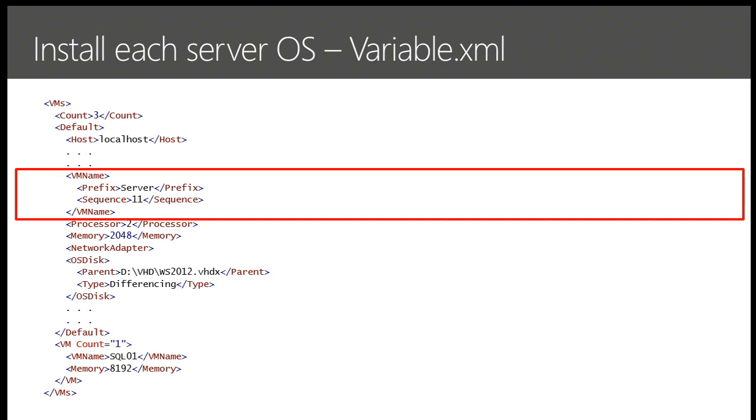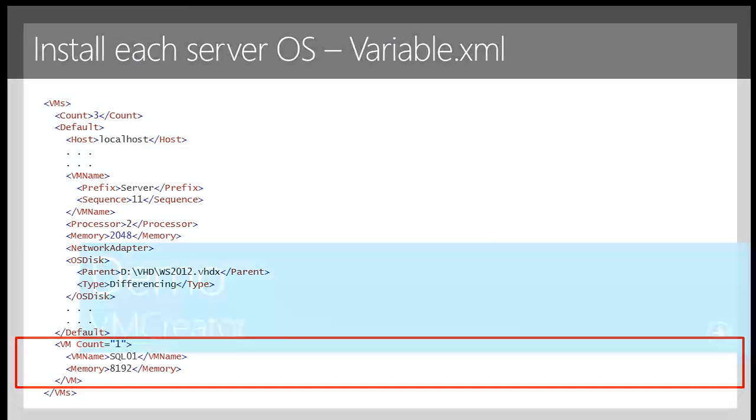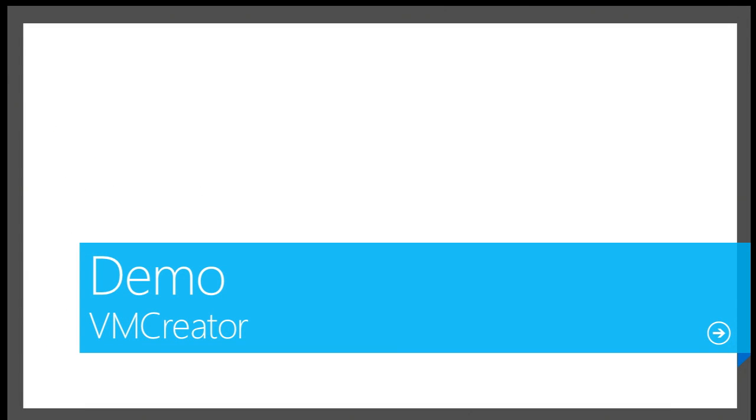This is a snippet of the variable XML file that defines how to do this. So here you see I have my defaults for servers. So I'd say Server11 is my first one, and I'm creating 3. So I should get 11, 12, 13. But I've actually specified for one of them, I want to have a different amount of memory allocated to it, and I'm going to give it a different name. So I'll actually get SQL01 and then Server11, 12. Let's take a look at that.